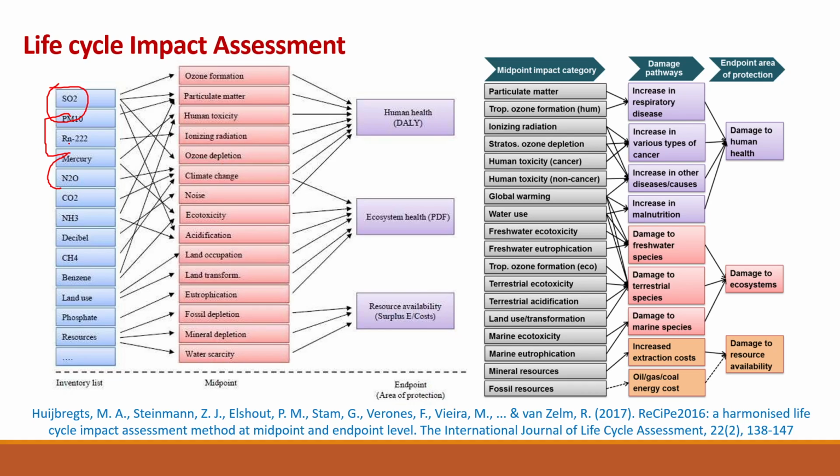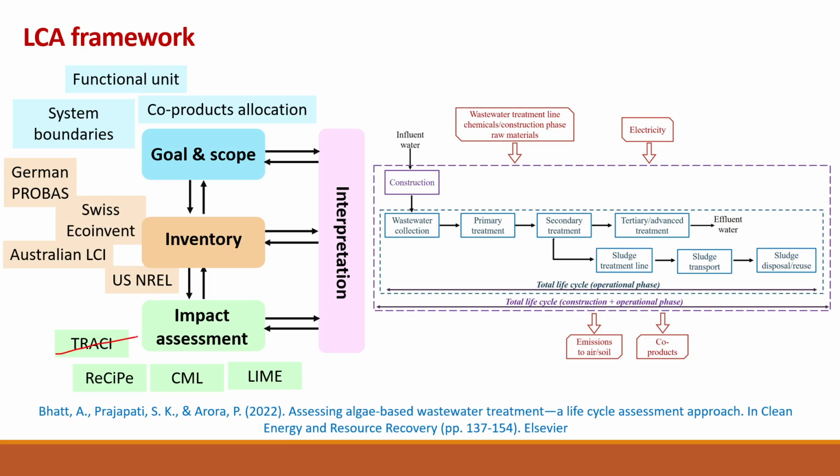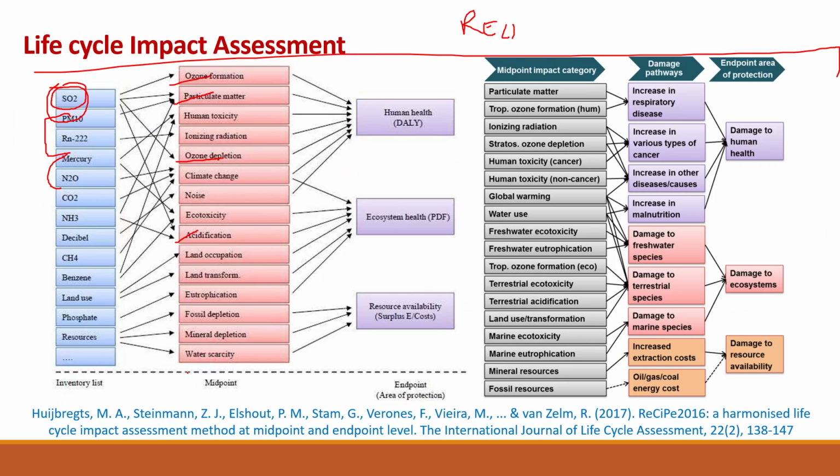So now what can happen? This SO2 can lead to ozone formation. It can lead to particulate matter formation. It can lead to ozone depletion. It has effects on various categories. So this entire thing is the example of the ReCiPe model, right? I told you earlier that we have four different impact assessment methods. So this is an example of ReCiPe. You can see it's written here. The reference is also provided. So what does it basically help you to do?